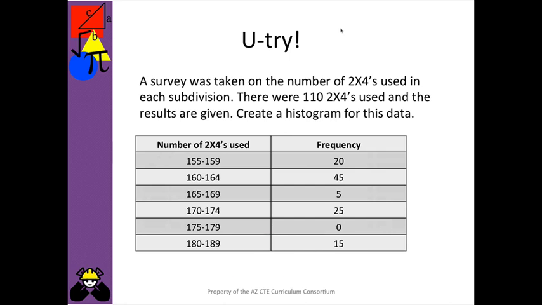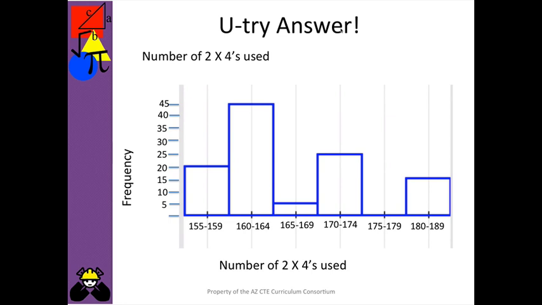Welcome back. Let's check your histogram. Here's what mine looked like. Notice between 175 and 179, there were no values there. So there's no bar coming up to make the histogram. Notice that I have a title. I have the frequency on the y-axis. I've labeled it. I've labeled the bins on the x-axis. And all of the values are the same size. Pause the video if you need to. If not, we're going to move on to one more piece.